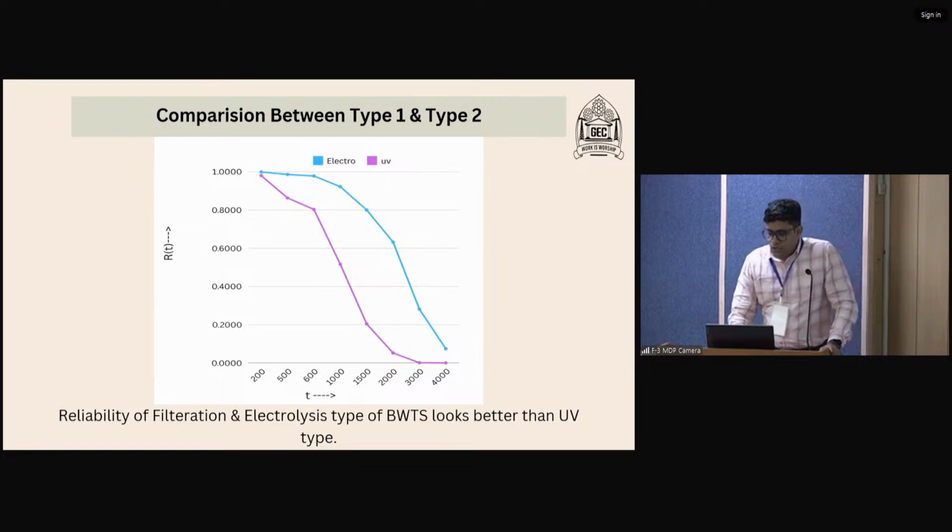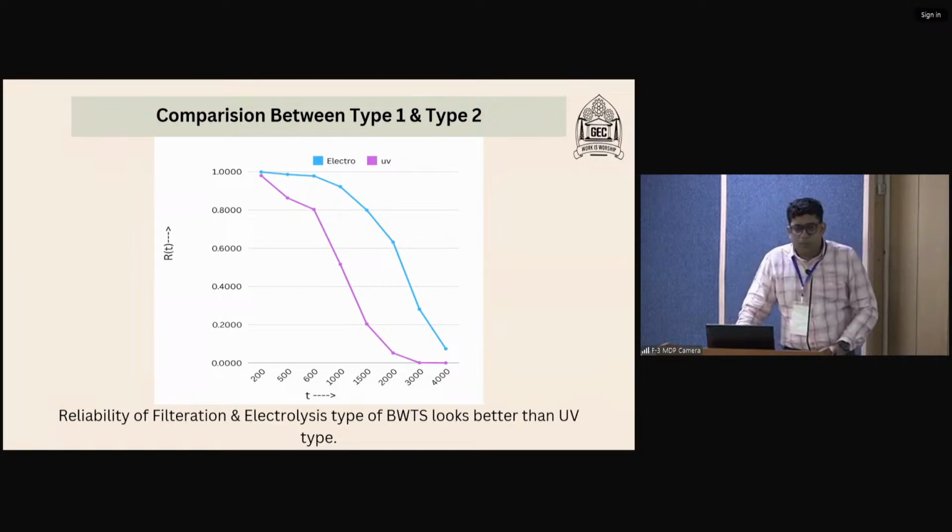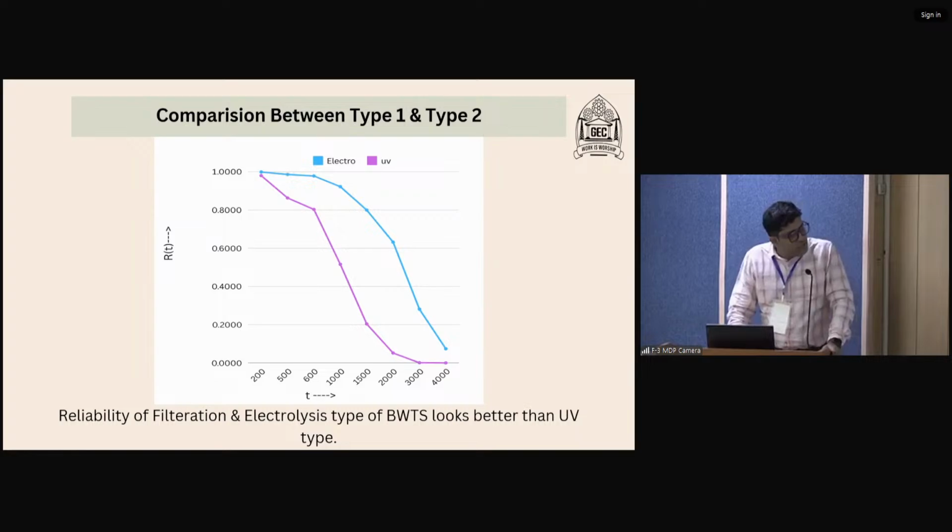Okay, so for the comparison here, you can see the graph from the data I got from my experts. The same analysis came out that electrolysis is far better than UV, and UV starts deteriorating very fast, as we can see from the calculations I have done and represented in the graph.